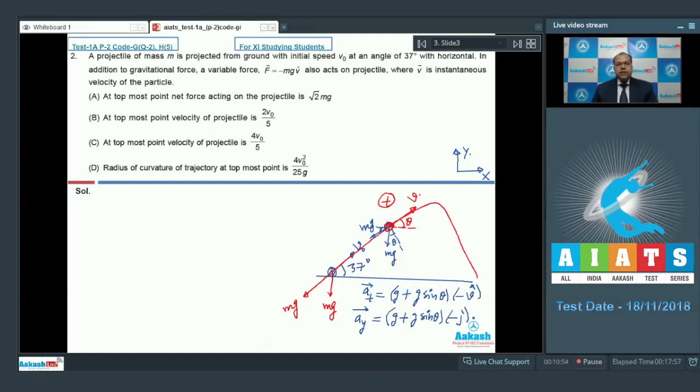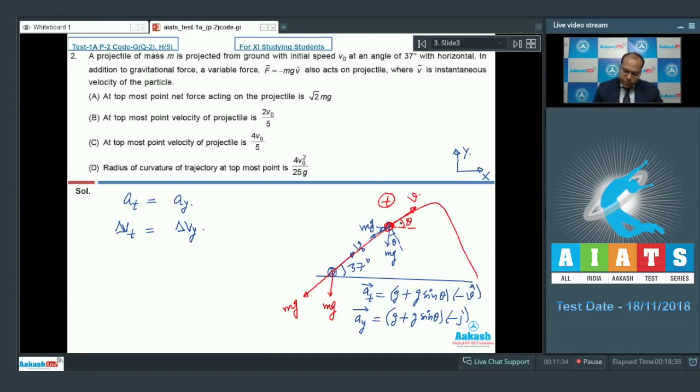So I can say that the magnitude of tangential acceleration and the magnitude of vertical acceleration is same at every moment of the path of the particle. So I can say that a_t is equal to a_y, or for the same time interval I can also say that delta v in tangential direction is equal to delta v in vertical direction.